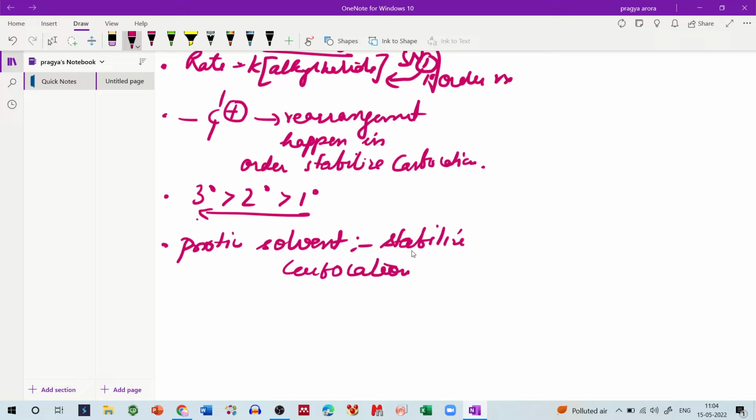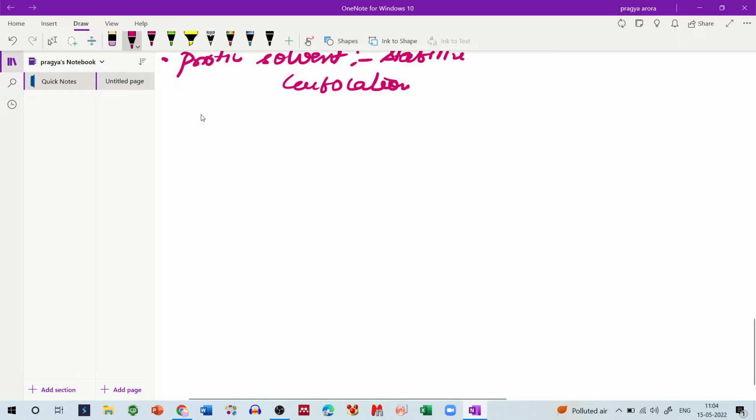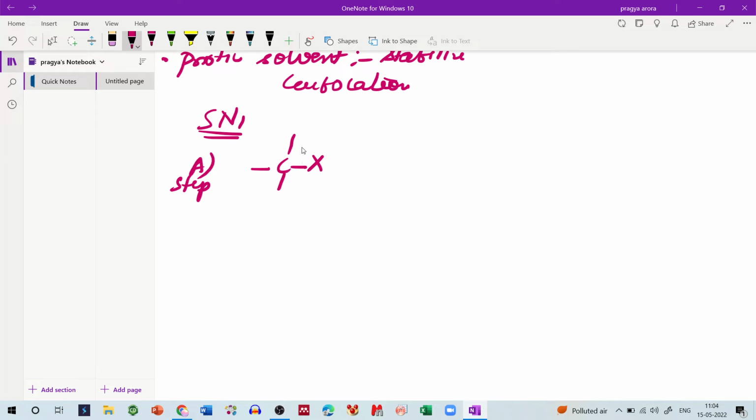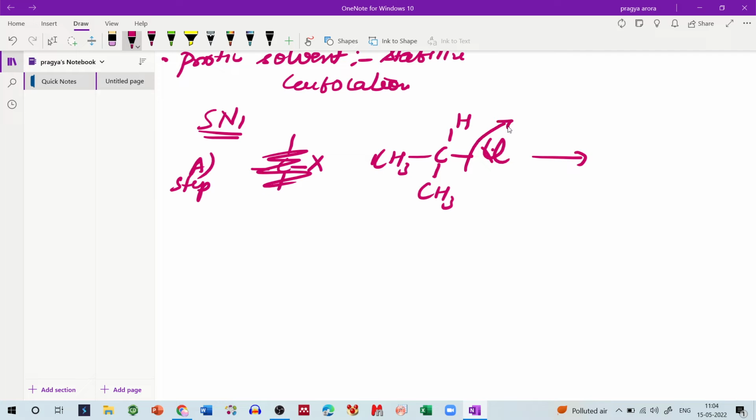Now we'll discuss it via an example. It is a two-step process. So in SN1, in step 1, step A, you have an alkyl halide, let's say X. Let me take one actual example like CH3, CH, CH3X. Let's say chloride is here. So this chloride is going to be removed, the leaving group will be released. So you will have a chloride negative ion released, and there will be formation of a carbocation. So you have this secondary carbocation generated.